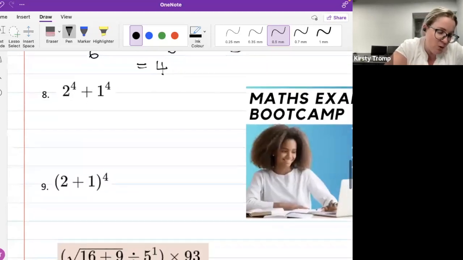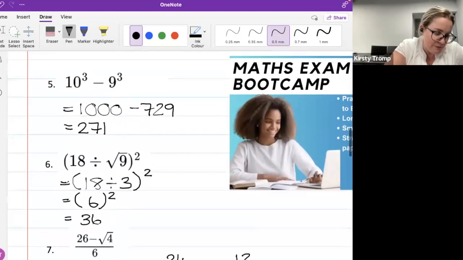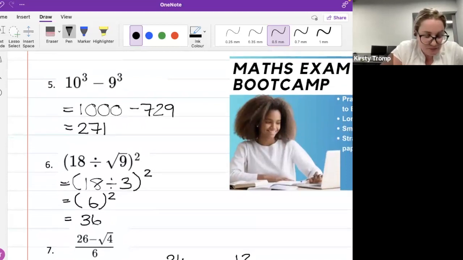Right. I am taking one last question, guys, and then I am moving on. Colafelo, do you want to ask me your question? Colafelo, you're unmuted. Ask me your question. Yes, ma'am, I don't understand number 5. You don't understand number 5. Okay, what was wrong with number 5, Colafelo? Ma'am, I don't understand how you got to minus 1,000 minus 729.